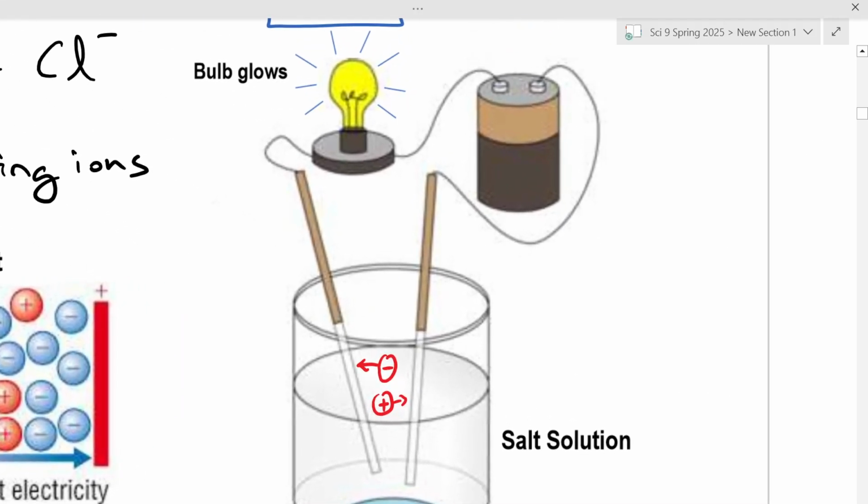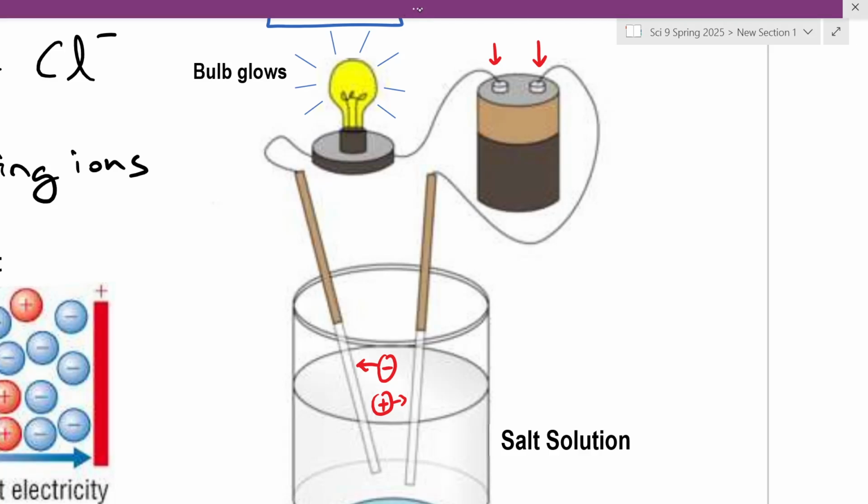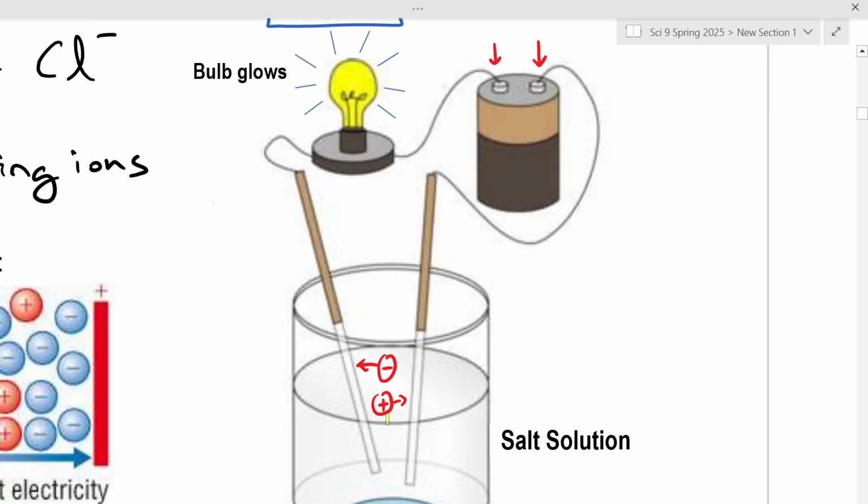If that's the case, which of these two terminals of the battery, this is like a 9-volt battery, I don't know why it's round instead of square. You know those batteries that have like the two terminals on the top? You know those ones? Okay, that's what we got here. Which one of those is positive and which is negative, based on the motion of the ions? Which one of these is positive and which one is negative?